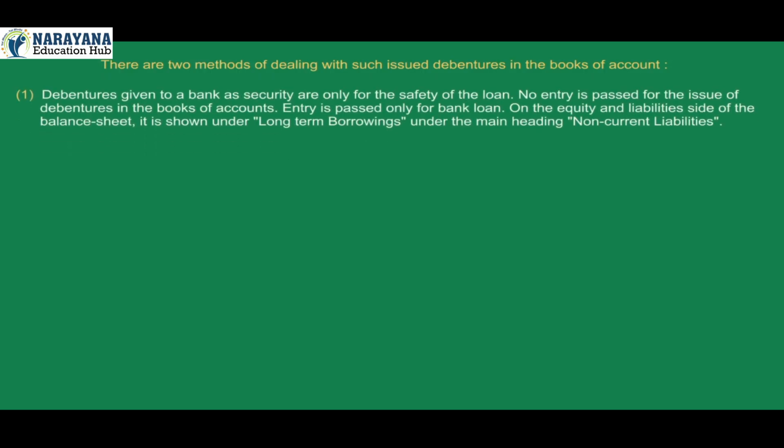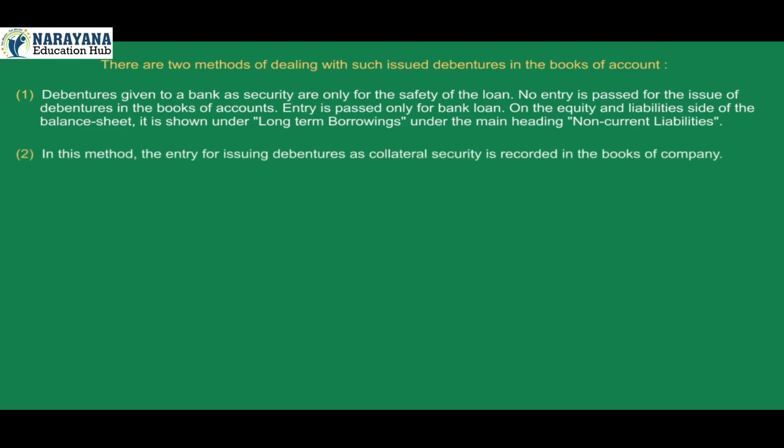1. Debentures given to a bank as security are only for the safety of the loan. No entry is passed for the issue of debentures in the books of accounts. Entry is passed only for bank loan. On the equity and liabilities side of the balance sheet, it is shown under long-term borrowings, under the main heading non-current liabilities.